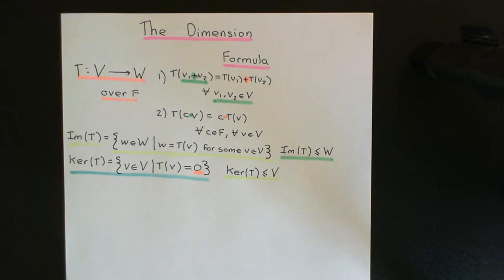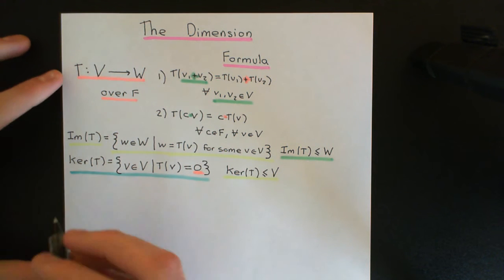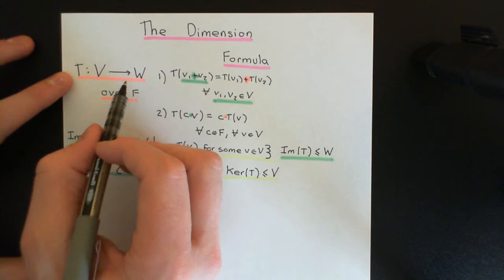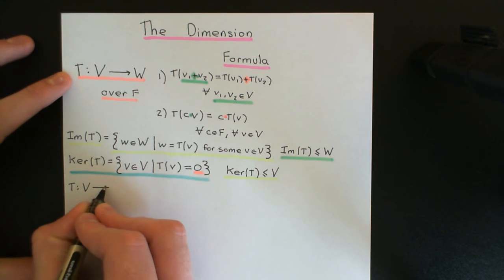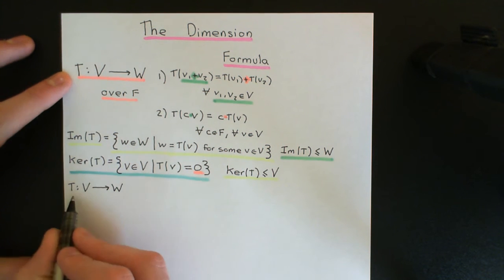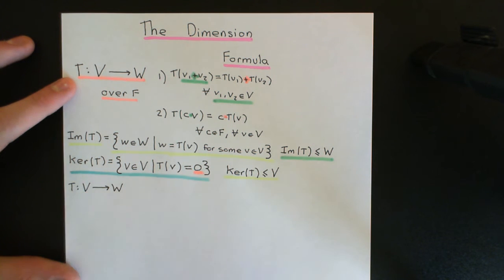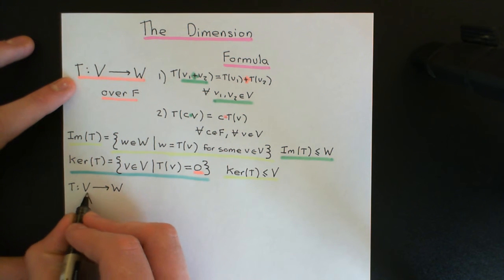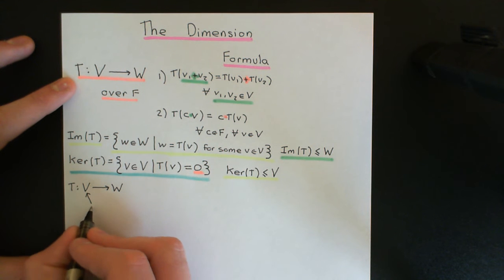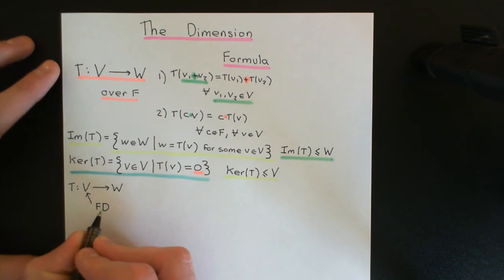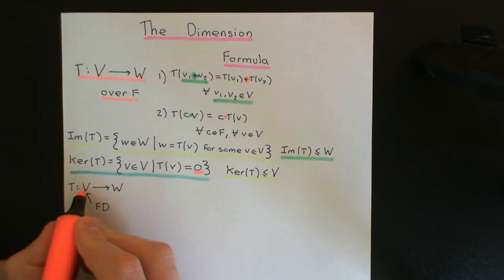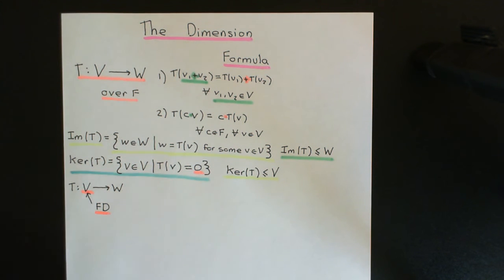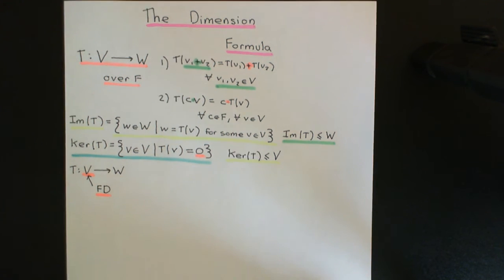Let's now see what the dimension formula says. The dimension formula is all about linear transformations. So we're going to have a linear transformation from a vector space capital V to a vector space capital W. Both of these vector spaces will be over the same field, but now the assumption I'm going to make is that this vector space capital V is finite dimensional. So the dimension formula only makes sense if the domain vector space is finite dimensional. It doesn't even make sense if the domain vector space is infinite dimensional.